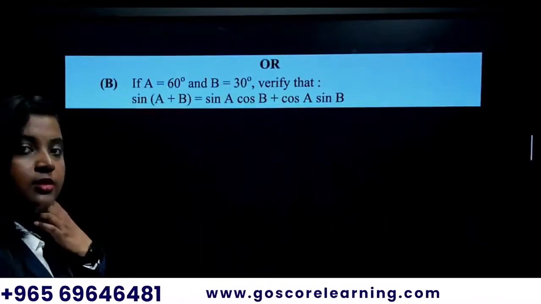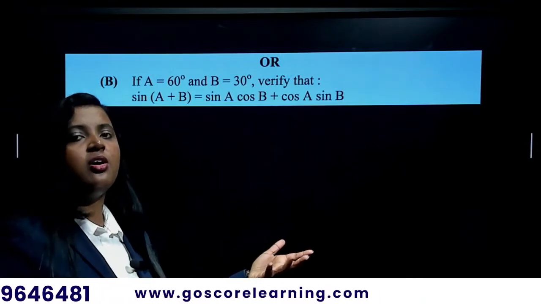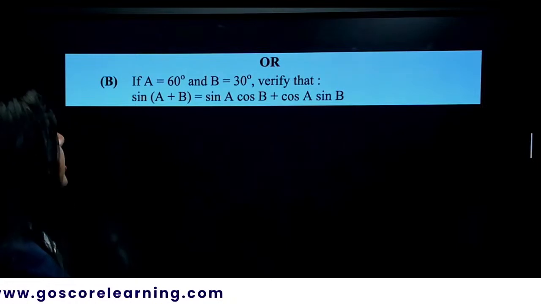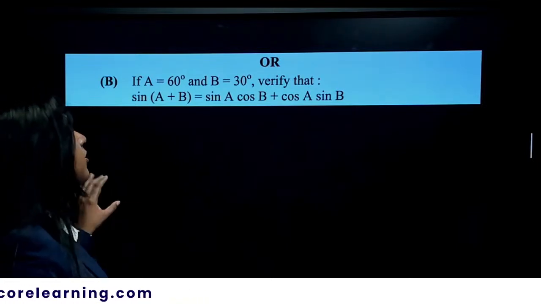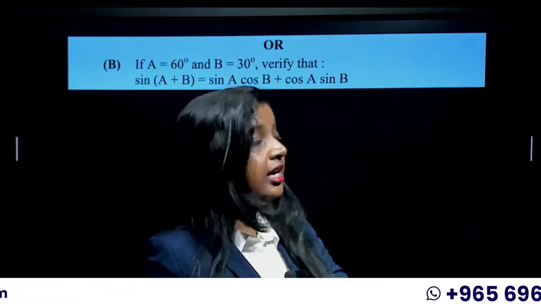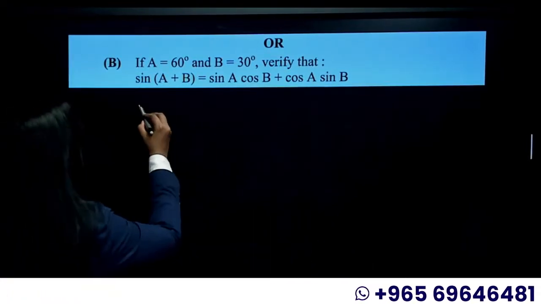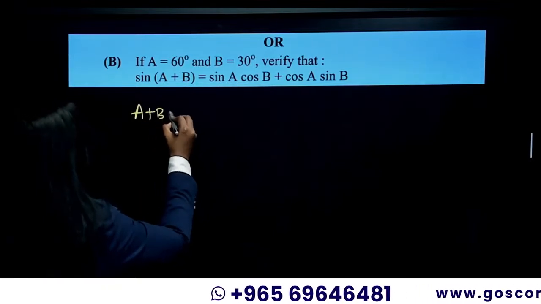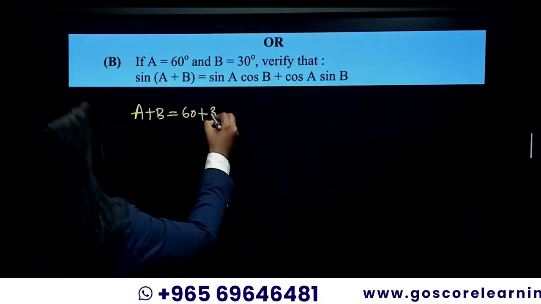Then the next question. You guys are very lucky. You are getting an easy question for that. So A is equal to 60 and B is equal to 30. Verify that sine of A plus B is equal to sine A cos B plus cos A sine B. You have to verify that. So A and B are given. So A plus B is equal to 60 plus 30, which is equal to 90.